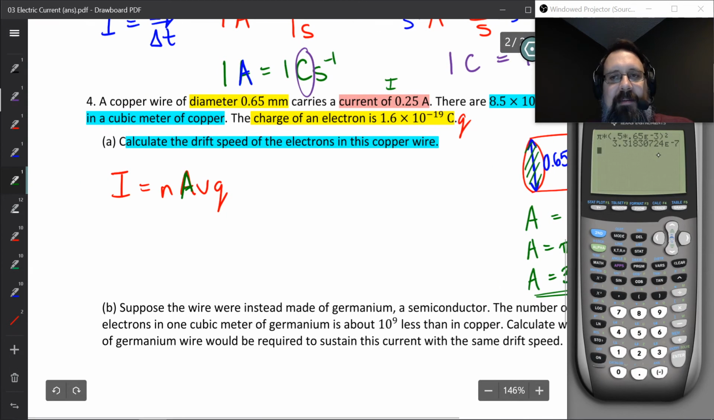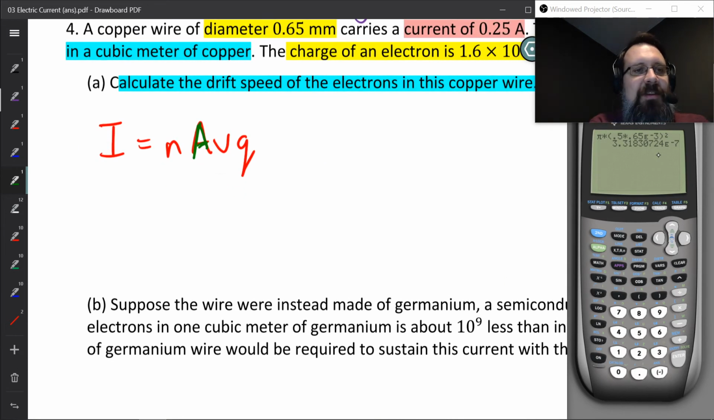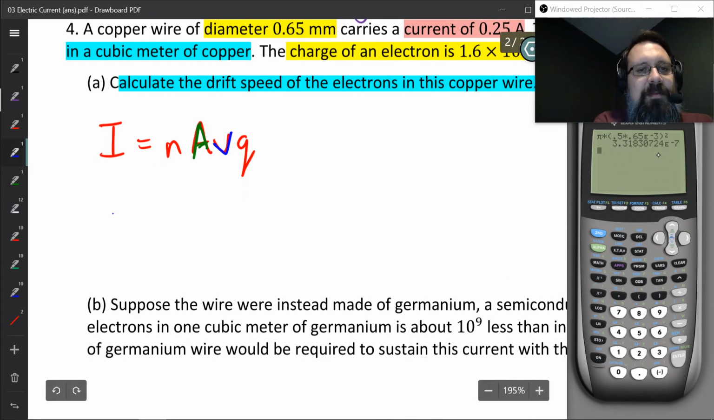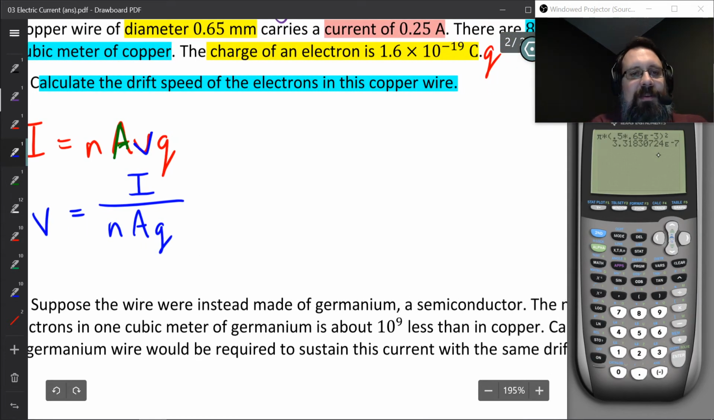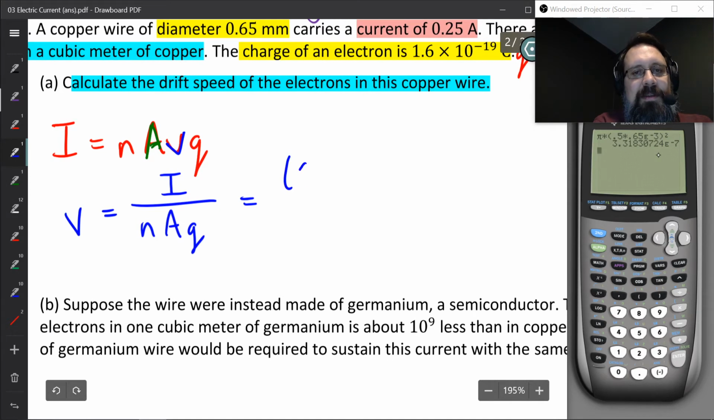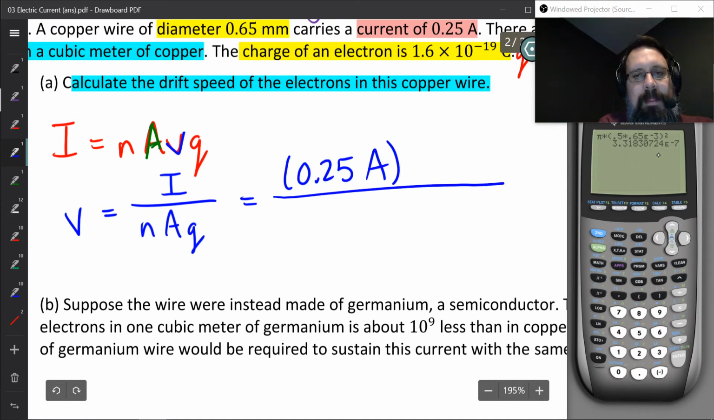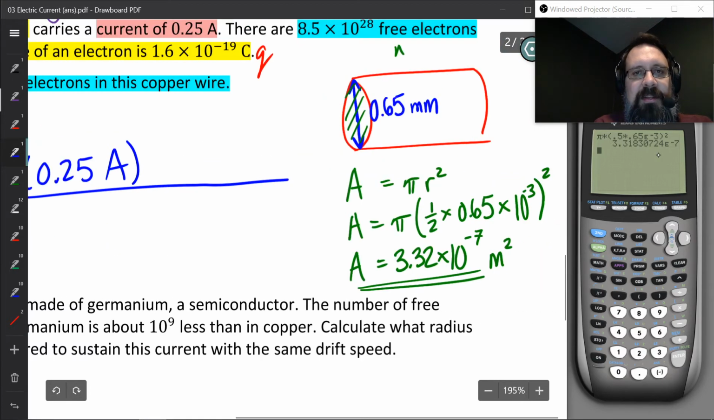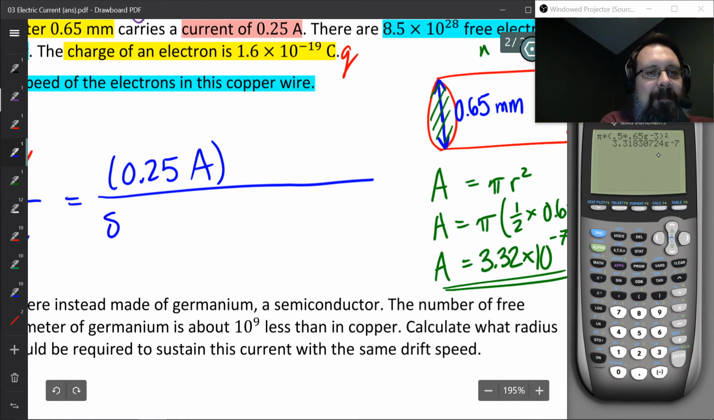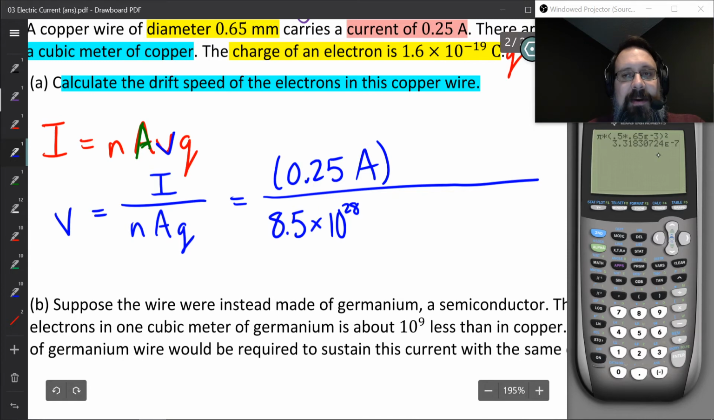and then we will have the velocity of the electron. So we're trying to solve this for V. If we solve for V, we're going to see that V is equal to I over NAQ. Now we have everything that we need to know. It told us that the current was 0.25 amperes. It told us that the number of free electrons was 8.5 times 10 to the 28. There's no unit on that because it's just a number.